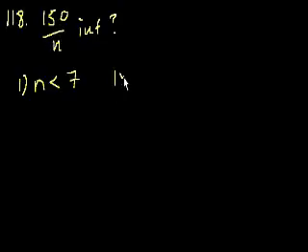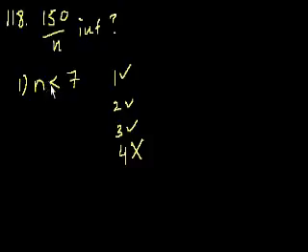1 works, right? 2 works, 75. 3 works, 50. 4, let's see, 4 goes into 100, and then does it go into 50? No, it doesn't go into 50. So 4 does not work. So just by telling us that n is less than 7 does not solve the problem, because if n was 4, 4 does not go into 150 evenly. It goes into it 37.5 times, so that doesn't do us any good. So statement 1 by itself isn't that useful.